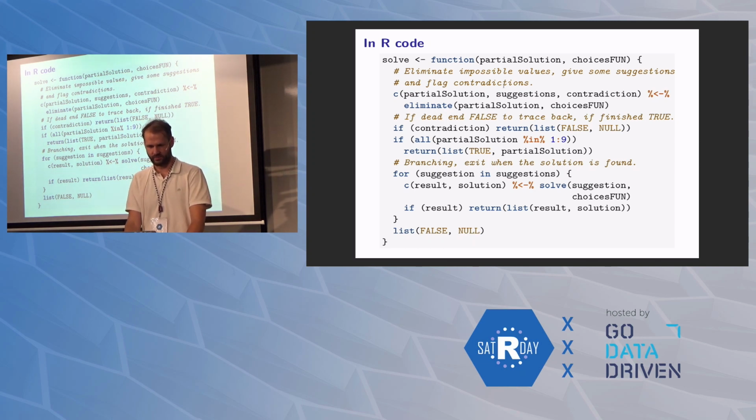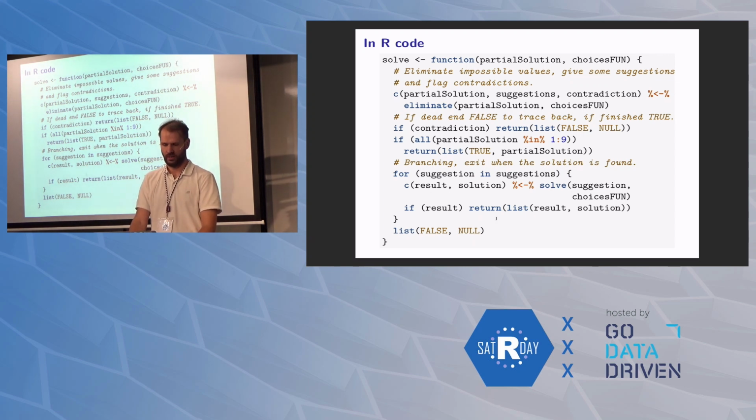So I try to do the elimination step. I will go into that later. I will say, well, if it is a contradiction, I will stop. If the partial solution is completely filled in, I'm done, yay. And if there are multiple options to go into, I will one by one go through those options. And if the result is still good, I will continue going.